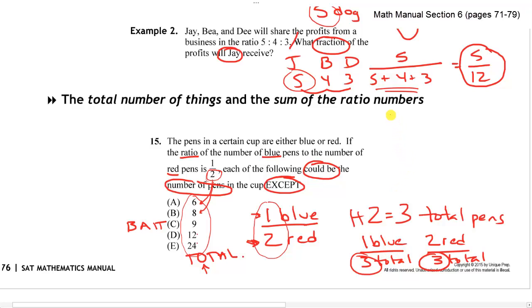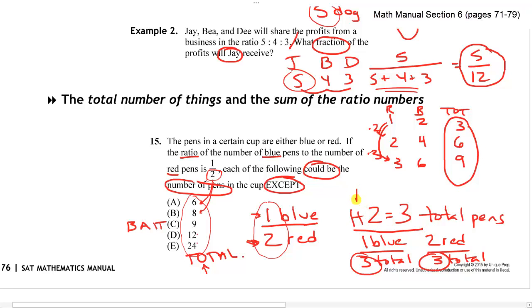I'm going to show you this in one other way. If I have my blue pens and my red pens 1 to 2, my total would be 3. If I double all of these numbers, so I multiply by 2, I get 2, 4, total would be 6. If I multiply by 3, I get 3, 6, and then 9. So what I can see is that my total is always ending up as a multiple of the sum of the ratio numbers. I add 1 and 2, the ratio numbers, I get 3, and then my actual total is going to have to be a multiple of that 3.